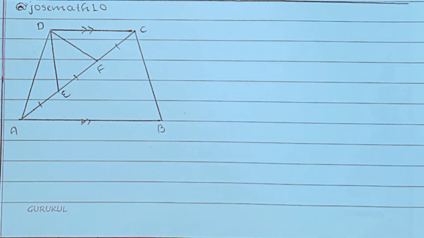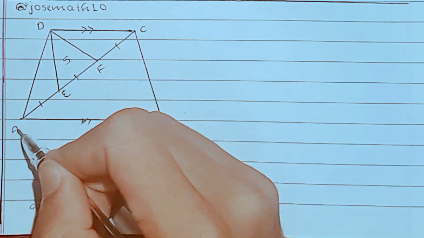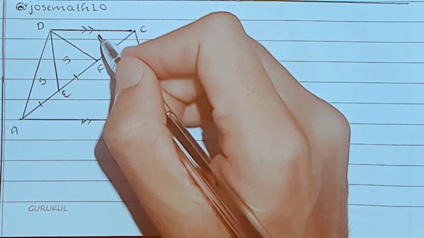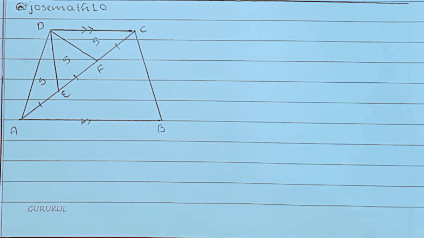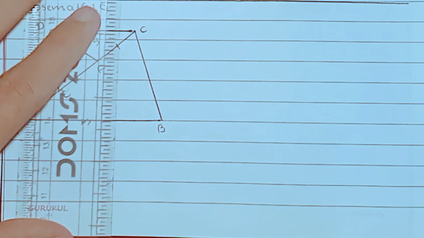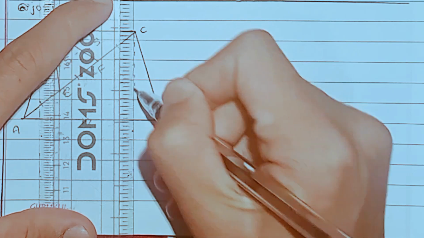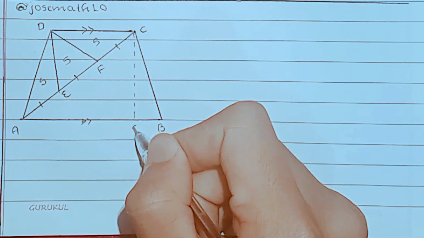So if you assume triangle DEF to have an area of S, so AED right here will also have an area of S, and AFC will also have an area of S because the bases are equal. And now what we will do is we will draw a small construction from point C, a perpendicular line to AB, joining C to the point O.